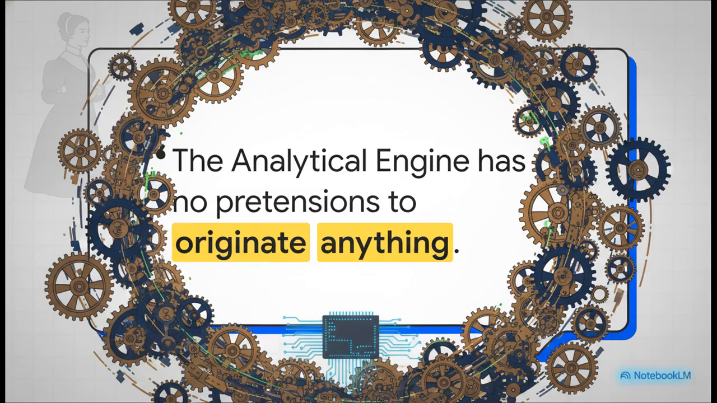She stated that the machine has no pretensions to originate anything. It can do whatever we know how to order it to perform. The core of her argument is that machines can never do anything genuinely new. They just blindly follow our explicit instructions.